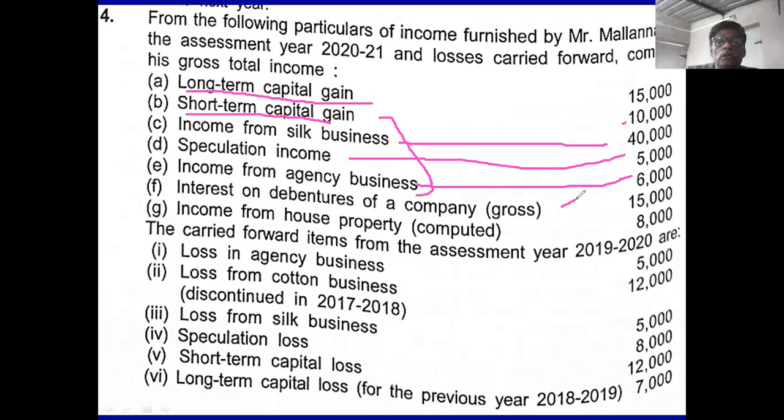Interest on debenture, other source. Income from house property, second head. Okay. Income from house property is 8,000, second head. Income from business you calculate. Then capital gain you calculate. Then you have to adjust the carry forward losses.